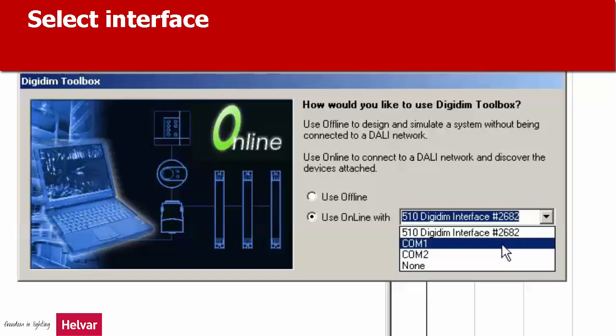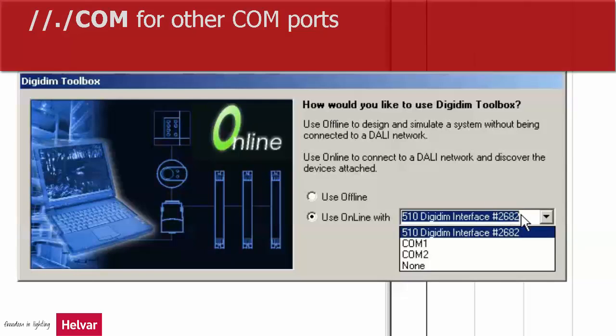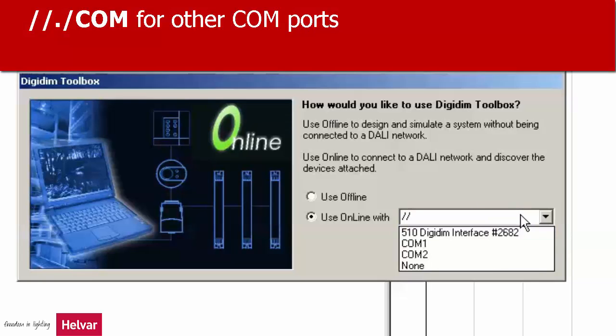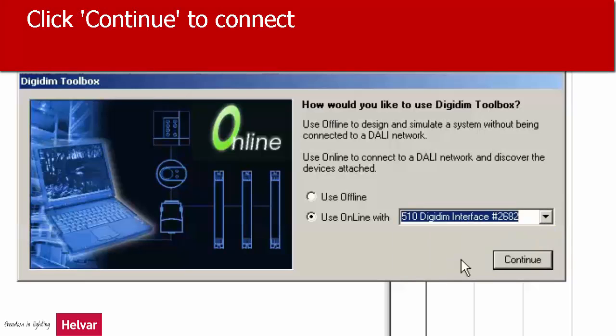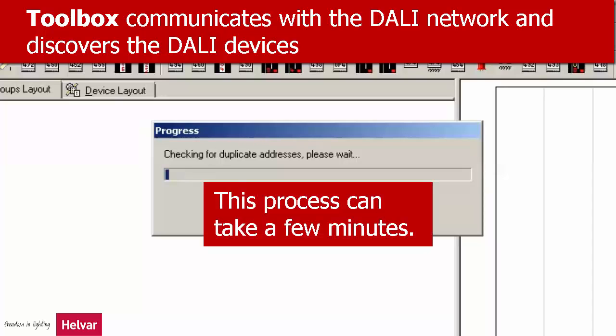We're using a 510 USB interface, but you can use a serial interface, like a 505, which is connected to a COM port on your PC. Usually, this will be COM1 or COM2, but if you need to use a different COM port, you can. Here, we'll select the 510 and click Continue. Toolbox communicates with the DALI network to discover the DALI devices and their properties. Here, we've edited the video to save time, but it can take a few minutes to complete this process.